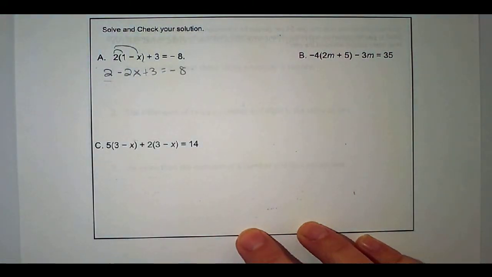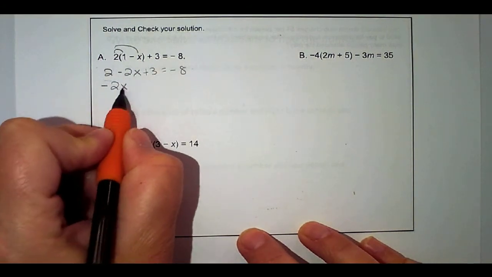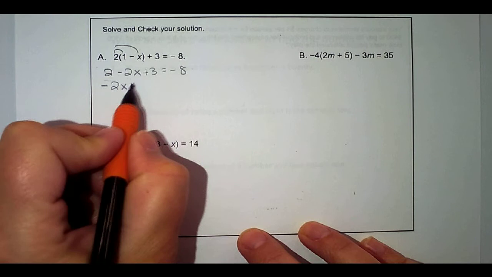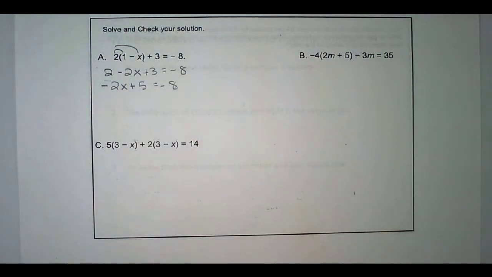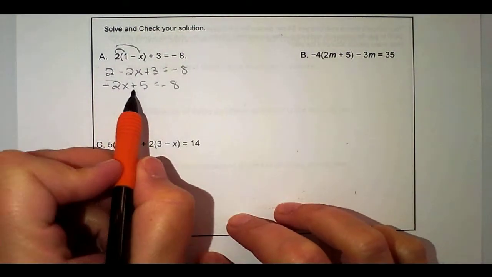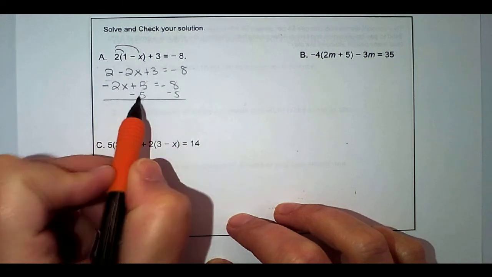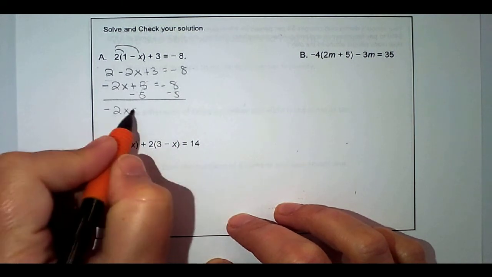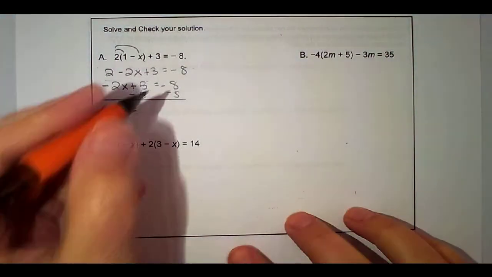Now I need to combine like terms. Well, the x doesn't have any friends, so he's just hanging out. Then I have 2 plus 3 is 5 equals negative 8. I need to get negative 2x all by itself, so I need to subtract 5 from both sides. Negative 2x equals negative 8 minus 5, which is negative 13.